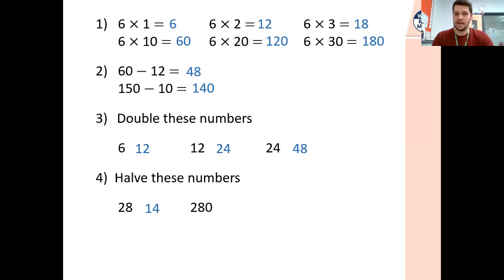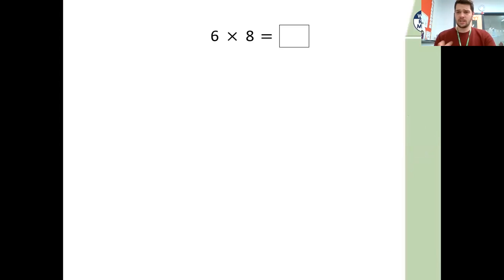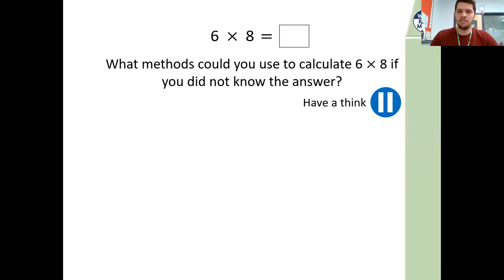Doubling and halving. Yeah? So let's look at 6 times 8. What methods could you use to calculate 6 times 8 if you did not know the answer? You might be able to just go 48. Amazing, brilliant. That's fantastic. But today is what we call a maths mastery lesson. It's all about being able to explain how you got there, what 6 times 8 actually means, what it looks like, how many strategies you can use. That's what would be the most impressive today.